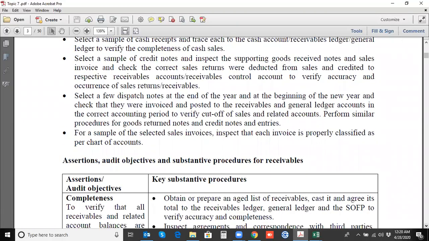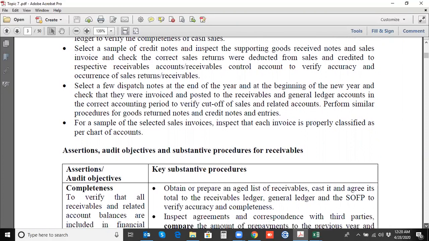Then check that the invoices have been properly classified in the chart of accounts. That is the classification assertion for revenue in the financial statements. Okay, I hope the audit of sales is very clear, and you can run through these procedures. If you have any issues, if there's something you're not getting very well, feel free to contact us and raise your questions, and they will be answered.